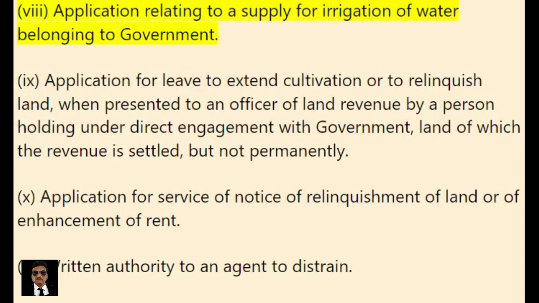8. Application relating to a supply for irrigation of water belonging to government. 9. Application for leave to extend cultivation or to relinquish land when presented to an officer of land revenue by a person holding under direct engagement with government, land of which the revenue is settled, but not permanently. 10. Application for service of notice of relinquishment of land or of enhancement of rent. 11. Written authority to an agent to distrain.